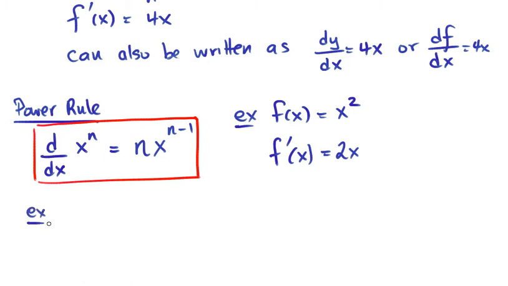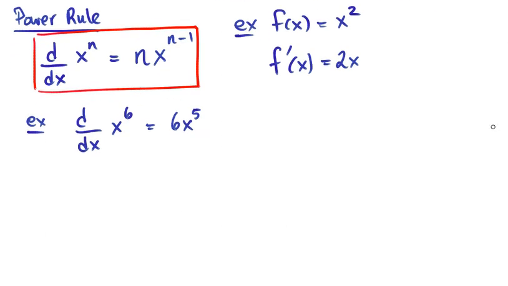And it works like that for essentially any power. So x to the 6th is 6x to the 5th. Drop the exponent as the new coefficient. Drop the degree of x by 1. And it works for any variable. So if we happen to be doing the derivative with respect to t of t to the 5th, we get 5t to the 4th.